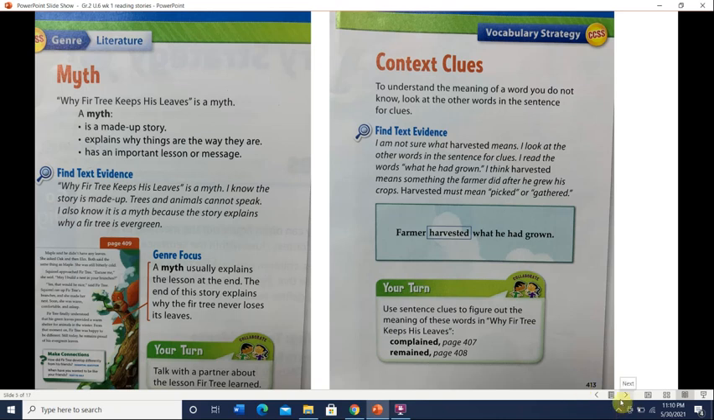So if there's a word you don't understand, continue reading or reread it again so you understand what the word or what the sentence is trying to teach you. And we will be practicing this, okay? All right.